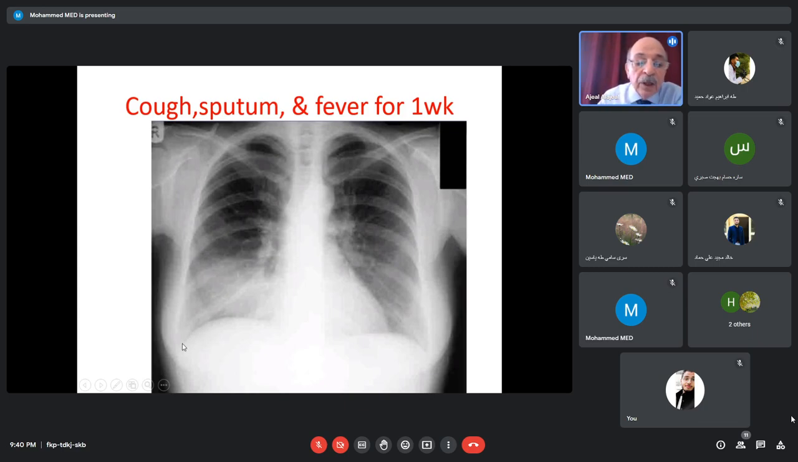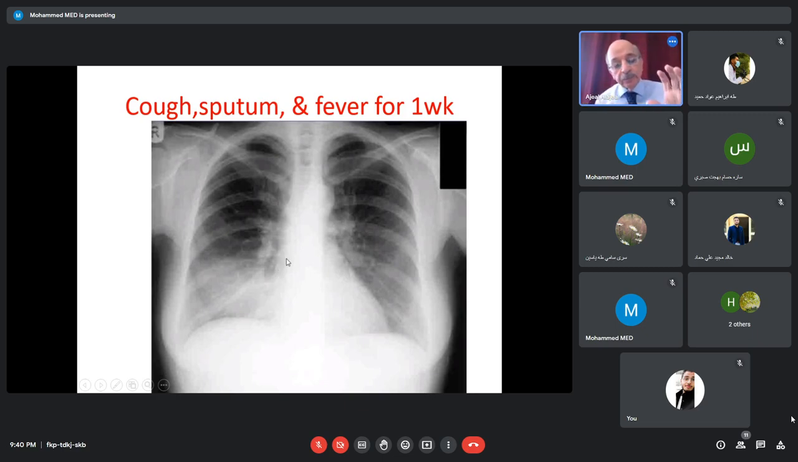But if you go to the cardiac border, yes, exactly here, can you tell the cardiac border from the lesion itself? The answer is no. They intermingle. So this lesion is in the middle lobe, and this is called the silhouette sign. Okay. So this is a pneumonia of right middle lobe.